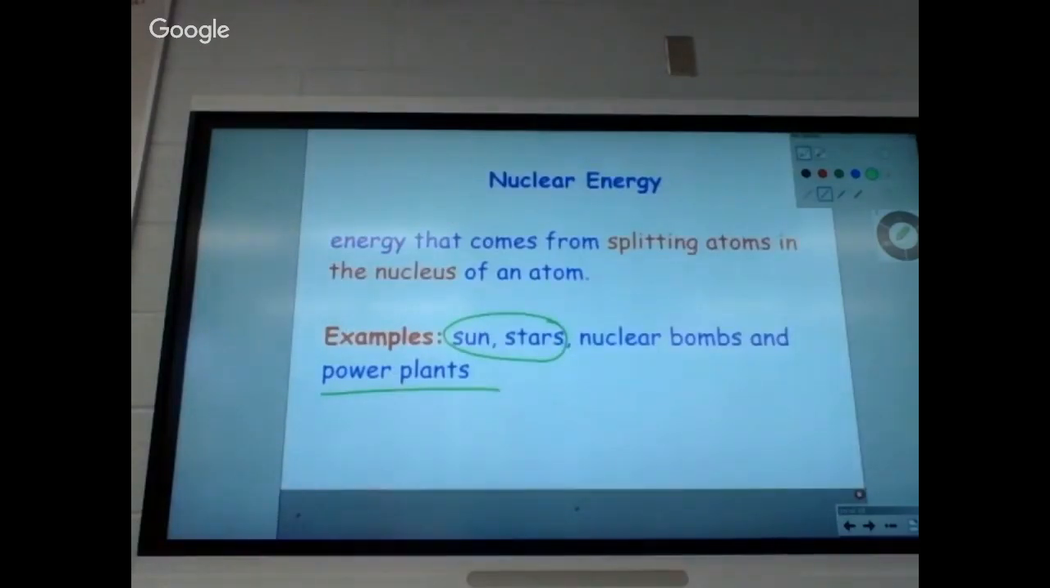So, sun and stars are nuclear energy. Power plants. We have 3 of them, I believe, in the state of North Carolina right now. One down around Wilmington, one outside of Raleigh, and one outside of Charlotte. The vast majority of our power plants are not even nuclear power plants. They're coal burning. Okay? Which is why we have all the greenhouse gases and the issues we have with the power plant. All right? So, most of our energy is not nuclear energy.